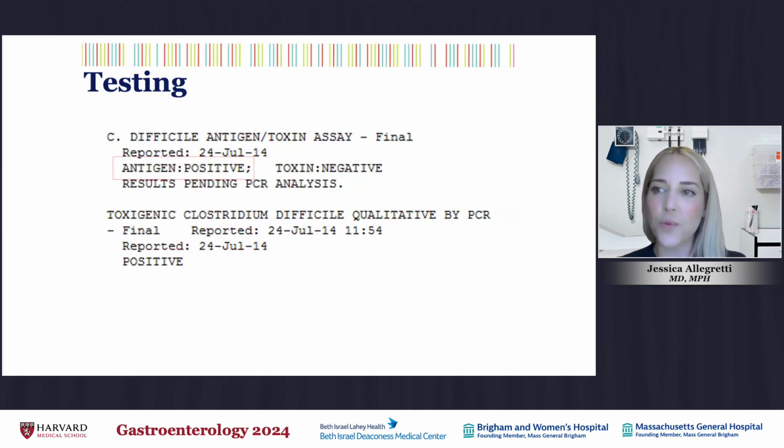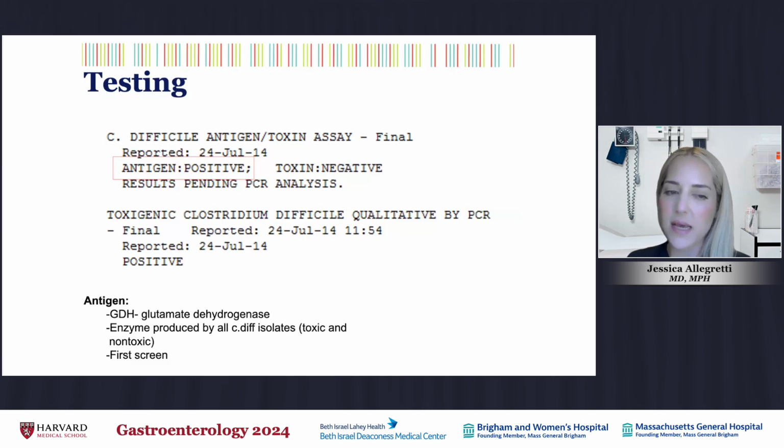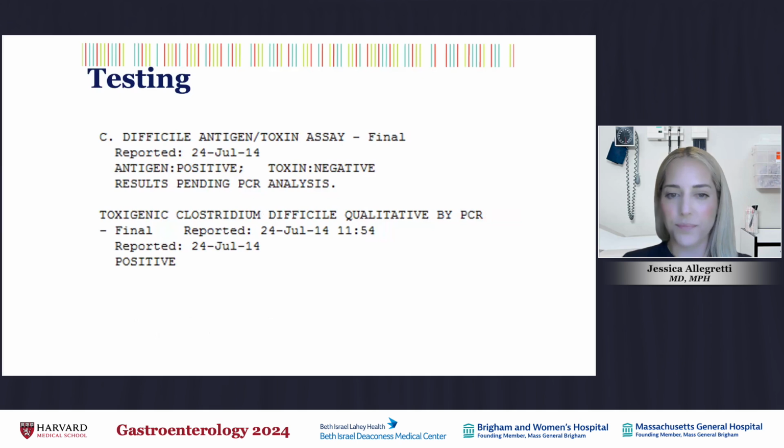So the first test you may encounter is the antigen test. This is also called the GDH test, which stands for glutamate dehydrogenase. This is an enzyme produced by all C. diff isolates, both toxigenic and non-toxigenic strains. And so this is really a first pass screen. This is telling you about, are there organisms present, yes or no?